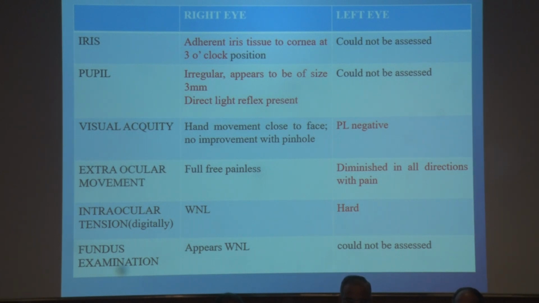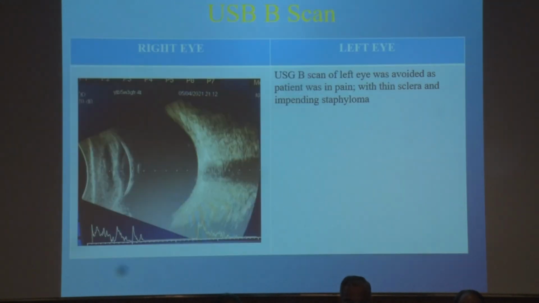The visual acuity of the right eye was hand movement, which did not improve with pinhole or best corrected visual acuity. In the left eye, it was PL negative, and extraocular movement was diminished in all directions and was painful. The intraocular tension of the left eye was digitally hard. The rest of the anterior segment appeared normal. Ultrasonography B scan of the right eye was within normal limits, and in the left eye it was avoided as the patient was in pain and there was impending staphyloma.